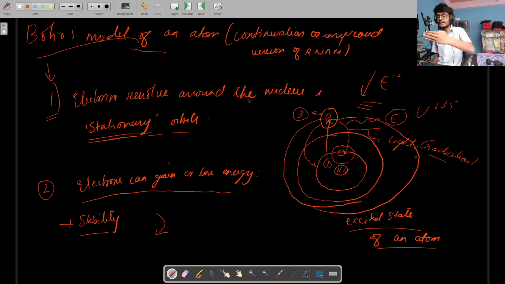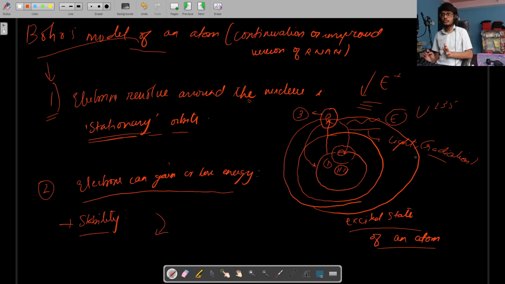When you are heating the metal in the first place, the electron is getting excited, right? The electron is gaining energy and it's going a few orbits higher. But it cannot stay in that state because we know that everything in the universe demands stability. So we want stability at the end. So what happens is the electron will fall back.